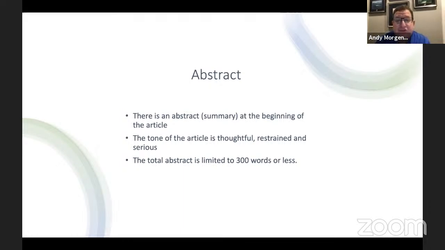When you write your abstract, you want the tone of it to be thoughtful, restrained, and serious. And a total abstract is typically limited to 300 words or less.